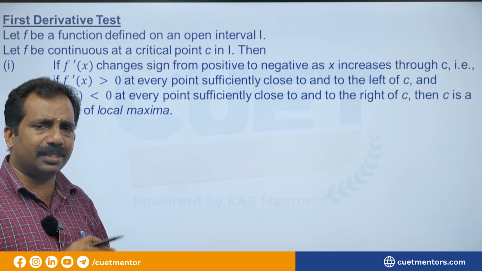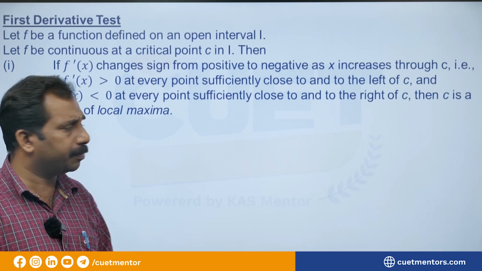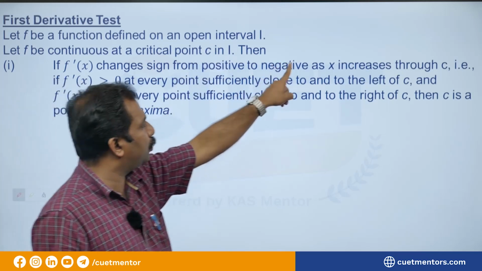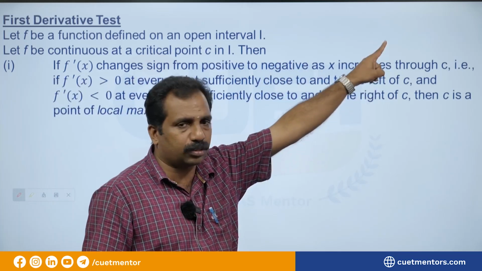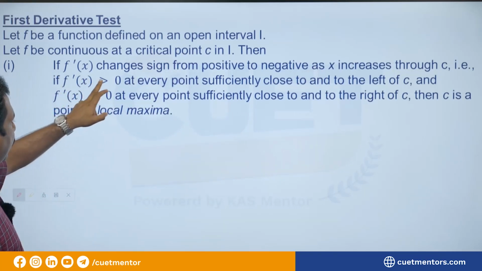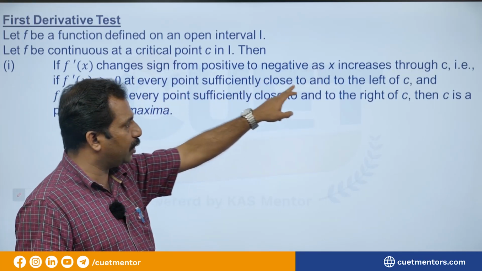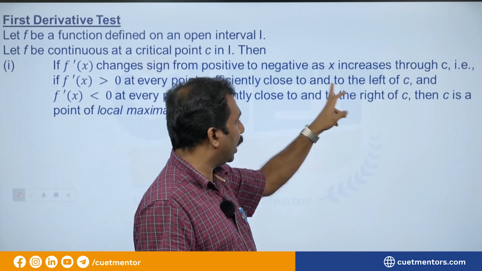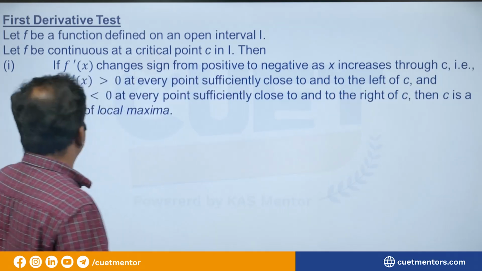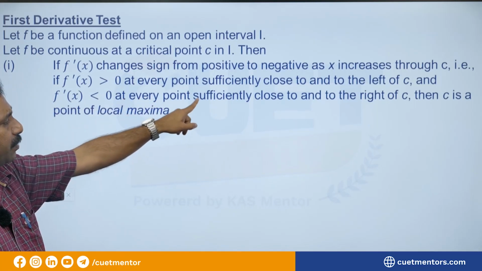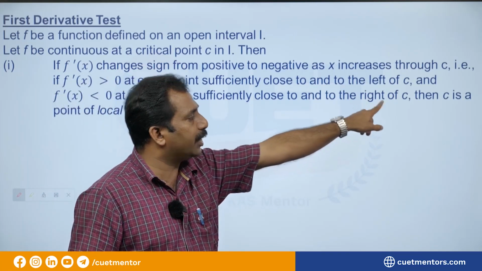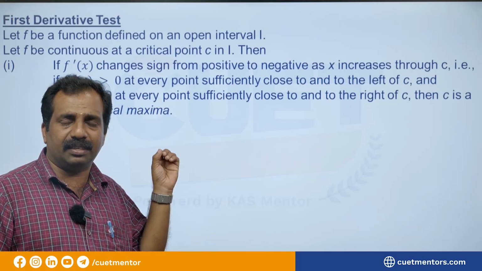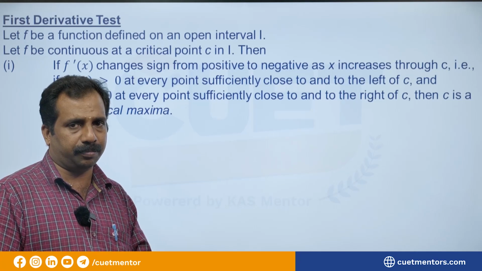If it's continuous, it means it has no break. If f dash x changes its sign from positive to negative as x increases through C, that is, f dash x greater than 0 at every point sufficiently close to and to the left of C, and f dash x less than 0 at every point sufficiently close to and to the right of C, then C is called a point of local maxima. That's what we give as the geometric interpretation.